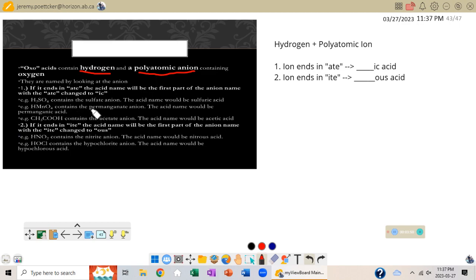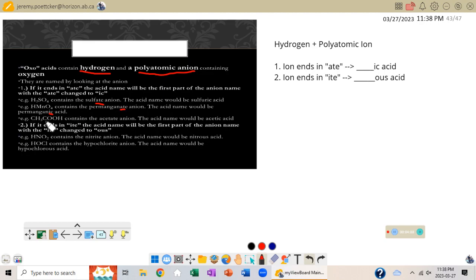All right, HMnO4 contains the permanganate. Oh, there's that ate ending again. The acid name then would be permanganic acid. And there, actually, it does follow the rule. The ate just changes to ic, and this is an ic acid.